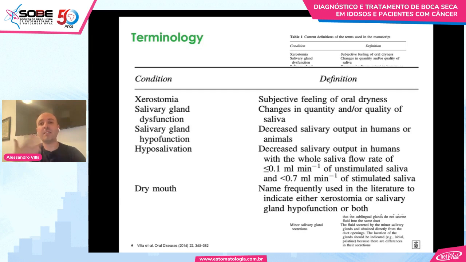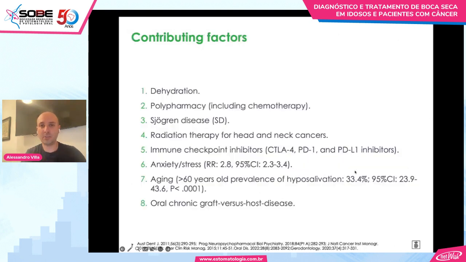For stimulated saliva, patients usually are asked to chew on a piece of wax. There is mechanical stimulation of saliva, and we consider hyposalivation when patients have a stimulated salivary flow lower than 0.7 milliliters every minute. What is interesting here is that the term dry mouth usually encompasses either xerostomia, so the subjective feeling of dryness, or salivary gland hypofunction, or a combination of the two.